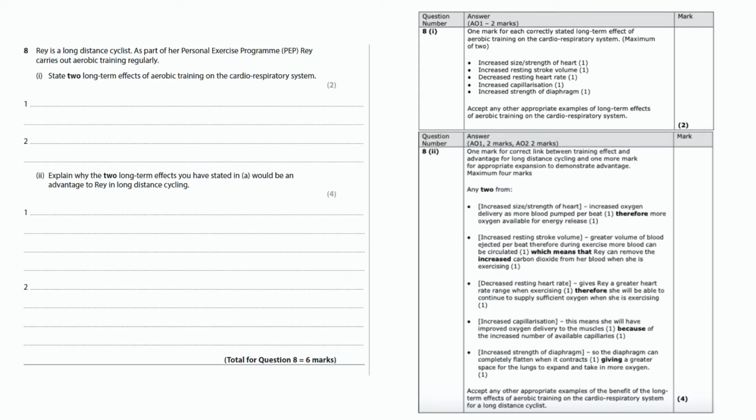The next question, Ray is a long-distance cyclist. As part of a PEP, Ray carries out aerobic training regularly. State 2 long-term effects of aerobic training on the cardiorespiratory system. So these could be cardiovascular or respiratory system related. So you could go, if it was me, I'd go for, there would be an increase in maximum cardiac output, and I would also say there would be an increase in number of alveoli / capillarization.